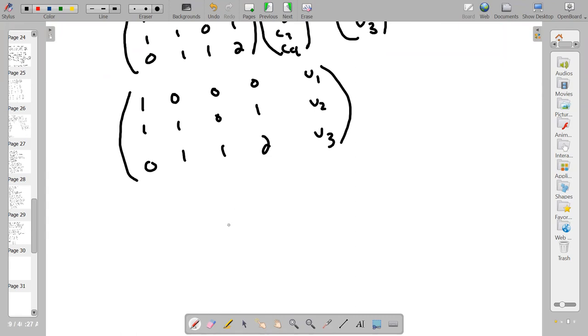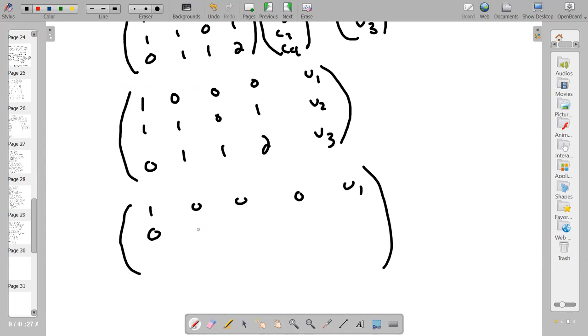So if we start by trying to row reduce the matrix that you see right here, it is equivalent to the matrix 1, 0, 0, 0, V1. You eliminate that position right there, that's zero. You add -1 times the first row to the second row and replace the second row with that.